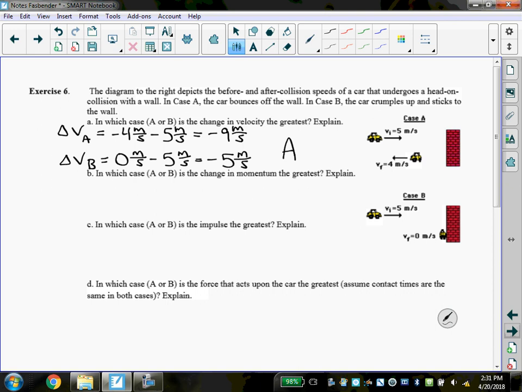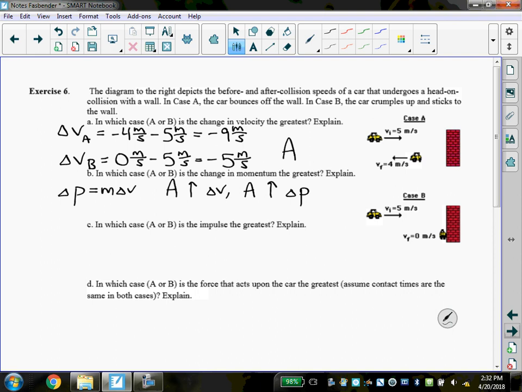In which case would the change in momentum be the greatest? Well, we know that change in momentum is equal to mass times change in velocity. So since these two cars are identical, and since car A has a greater change in velocity, we would expect that A would have the greater change in momentum. After all, if the masses are the same, velocity is the only thing that would determine how big its momentum was.